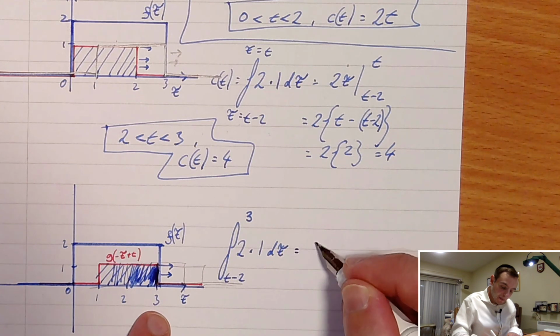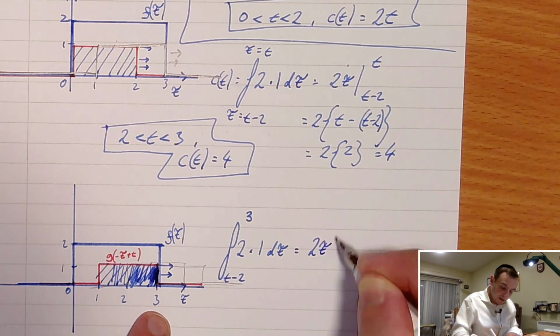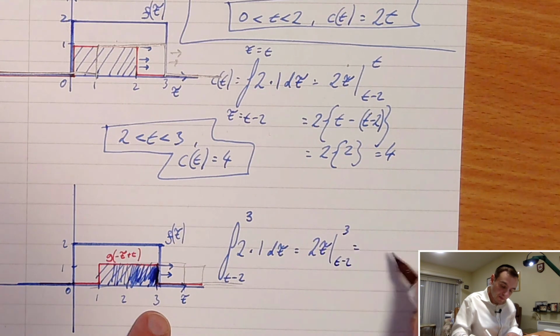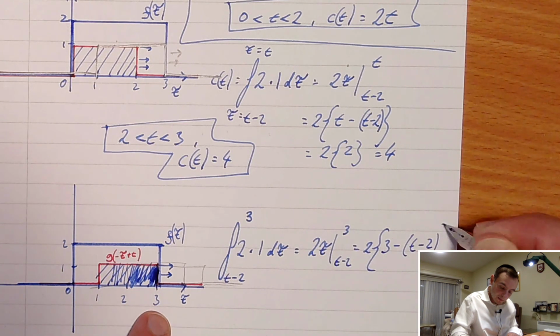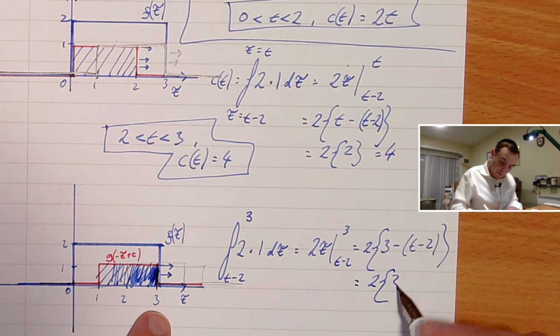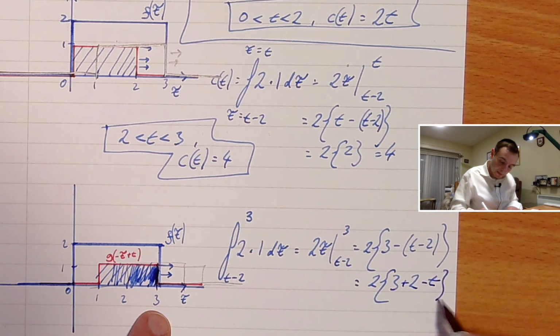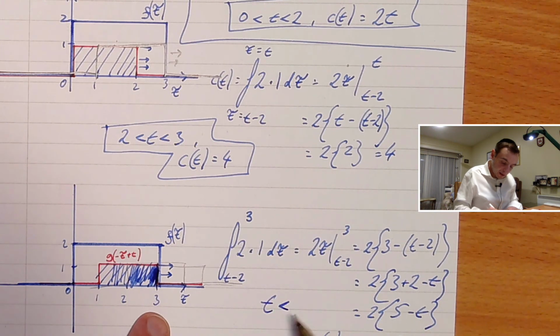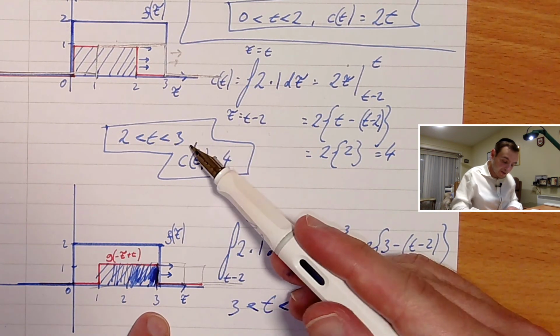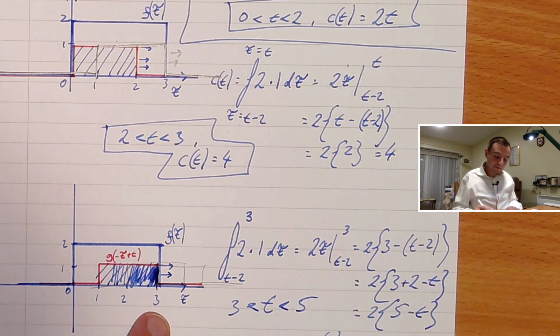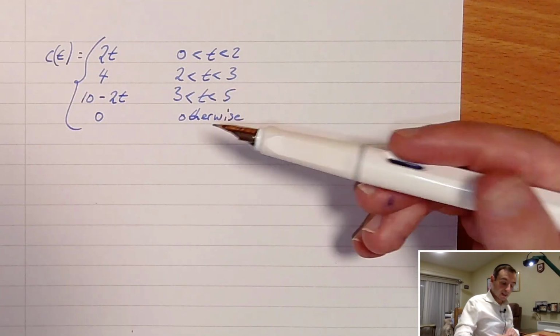So let's go ahead. That's going to be 2 tau evaluated between 3 and t minus 2, which is 2 times 3 minus t minus 2, which equals 2 times 3 plus 2 minus t, equals 2 times 5 minus t, which equals 10 minus 2t. And that's the convolution function for t starting at 3, because that's where we left off, and it's going to go up to 5, because at 5 it's going to be 0.